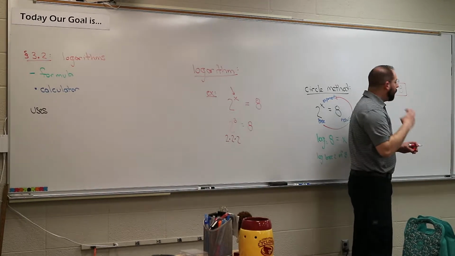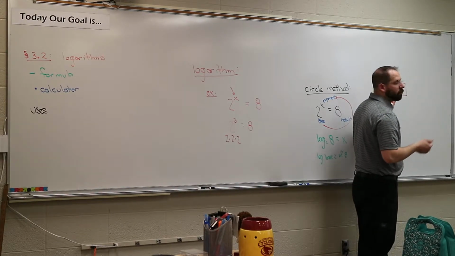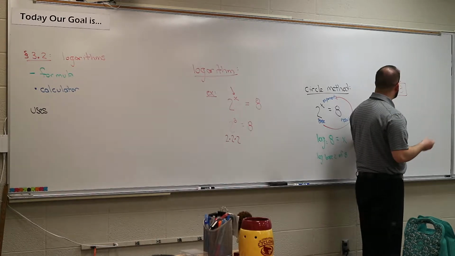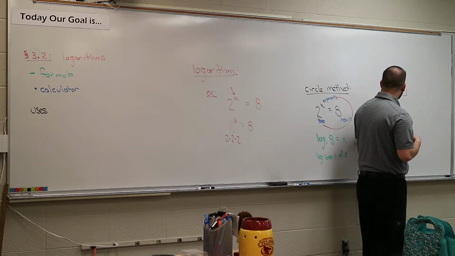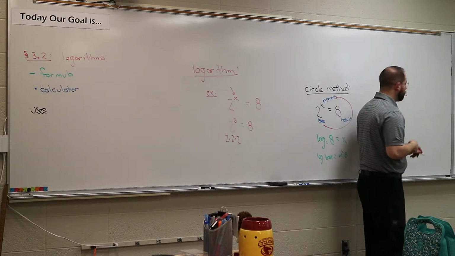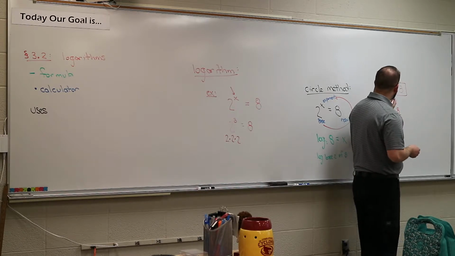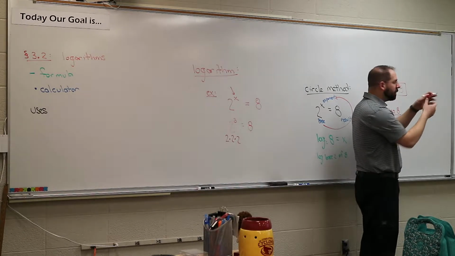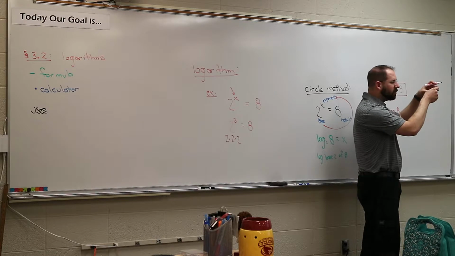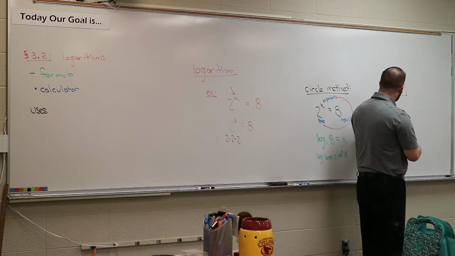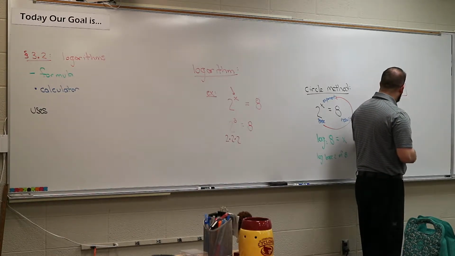Now, on my problem here, what we're going to do is change the base so we can actually type it in. So here's how I do it. You take the log of the large number, the 8, and then the small number, you divide by the log. It looks like it's falling to the bottom of a fraction and becomes its own logarithm.